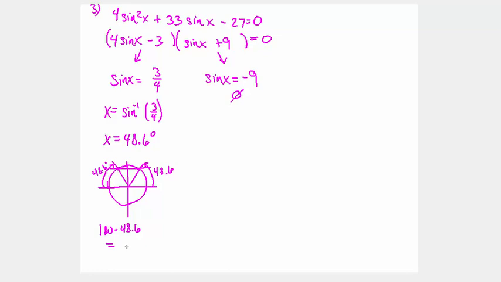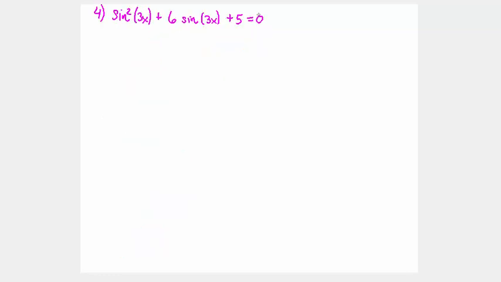So 180 minus 48.6 turns out to be 131.4 degrees. And so that does have to count as one of our solutions. Notice the calculator did not give us that answer. We had to use what we understand about the circle and its symmetry to find it. Let's take a look at a fourth example.